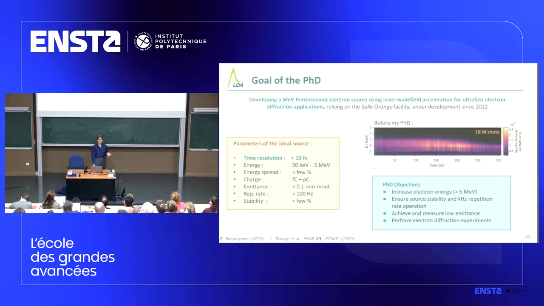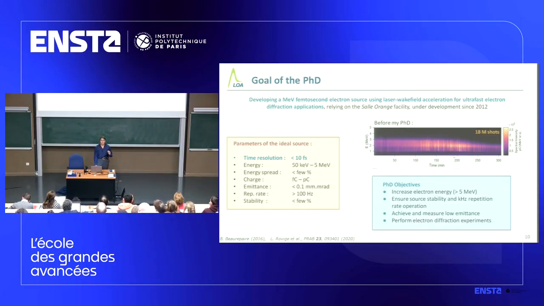And the parameters of the ideal source were determined by the first PhD students to work on the project in 2012. So if we want to achieve a time resolution of about 10 femtoseconds, we need electrons with energy between 50 kiloelectron volts and 5 mega electron volts, with very low energy spread, quite high charge, low emittance, a very high repetition rate, which is really important for ultra-fast electron diffraction experiments, and a great stability of the electron beams.